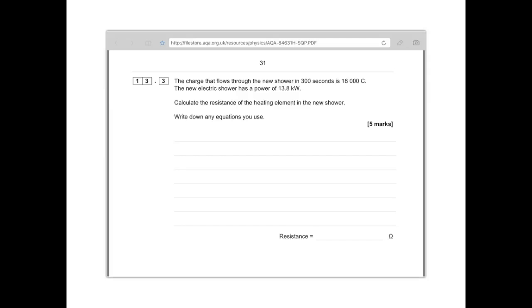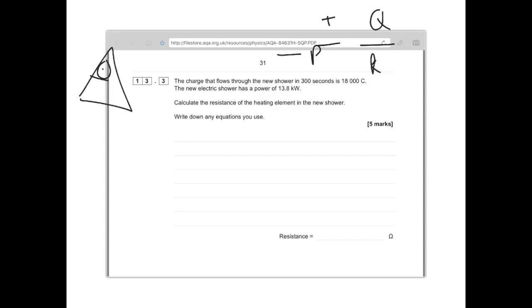So we're going to have to do quite a lot of maths here. Now, what do we need to find out? We need to find resistance, which is R. We've been given T, which is time, a charge, which we know is Q, and we've been given a power rating, which is P. So we need to work out a combination of equations that will help us get to R, and this is what you're going to use.